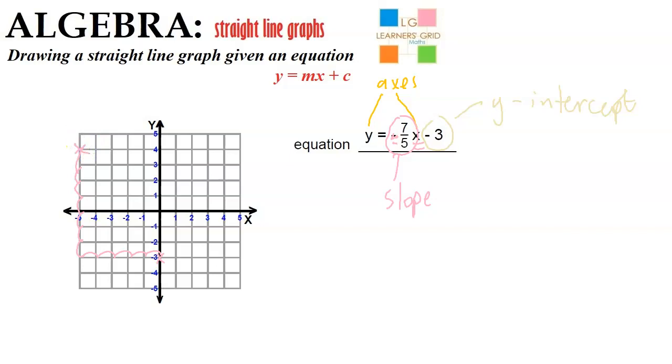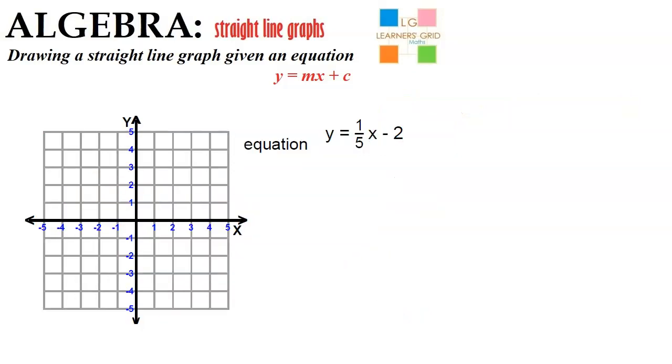All I have to do now is join this point and this point with a straight line. So I'll do that now, from here to here, and we should make our graph lines go the entire length or the entire span of the grid that we're using. And there we go, that example is done. Let's take a look at another equation. We have here y equals a fifth x minus 2, 1 over 5x minus 2.